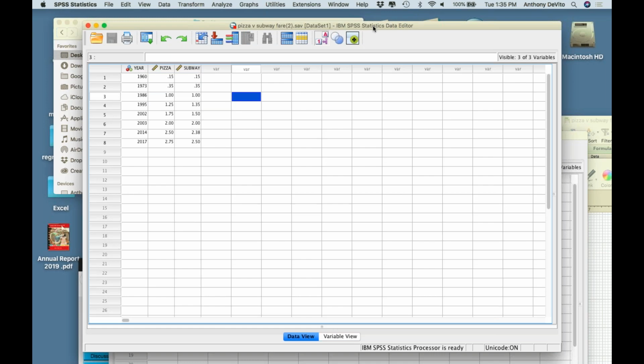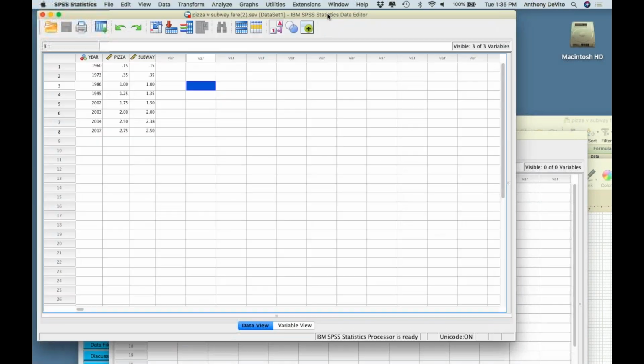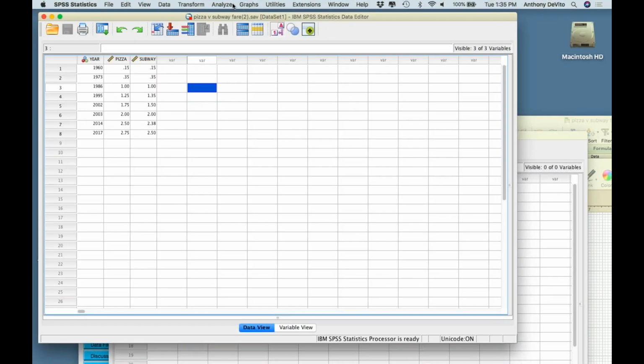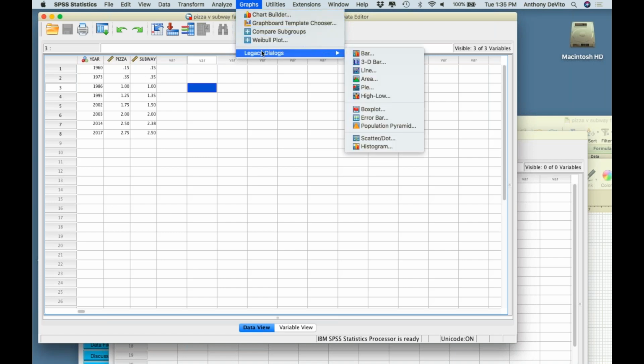So I'm going to do exactly what I just did with Excel. I'm going to plot it in a graph. I'm going to go to Graphs. There are a lot of different ways in SPSS, as you've seen if you've been playing around with it. You can use this thing called Chart Builder. It's kind of like a macro that walks you through it. But for old geezers like me, they have the legacy dialogs where you can go directly to the type of graph that you want to create.